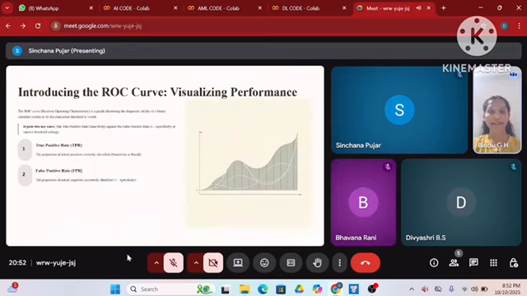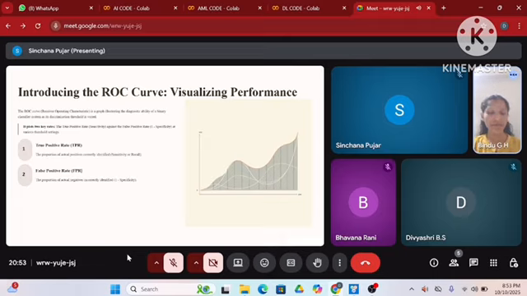Thank you, Bhavana. Next, coming to introducing the ROC curve, visualizing performance. The ROC curve is a graphical representation that shows how well a model can distinguish between two classes, positive and negative, as the decision threshold changes. It plots two important metrics. First is the true positive rate, TPR, also known as sensitivity or recall. TPR is equal to true positive divided by true positive plus false negative.